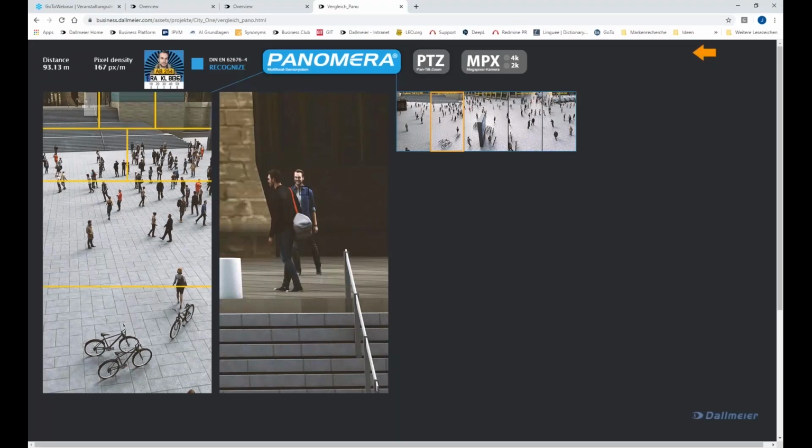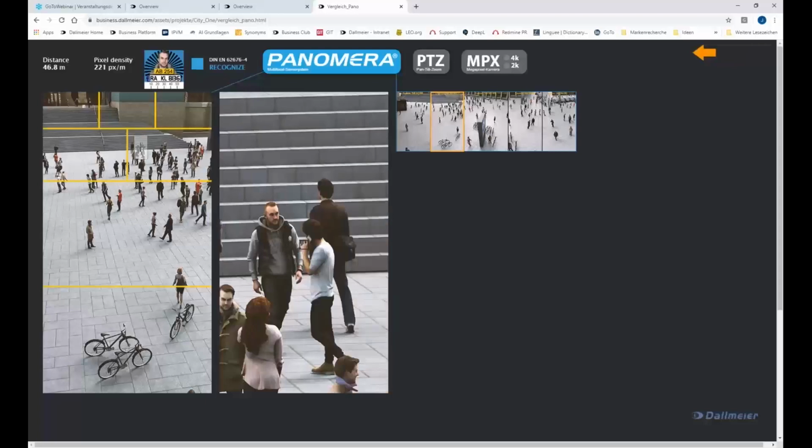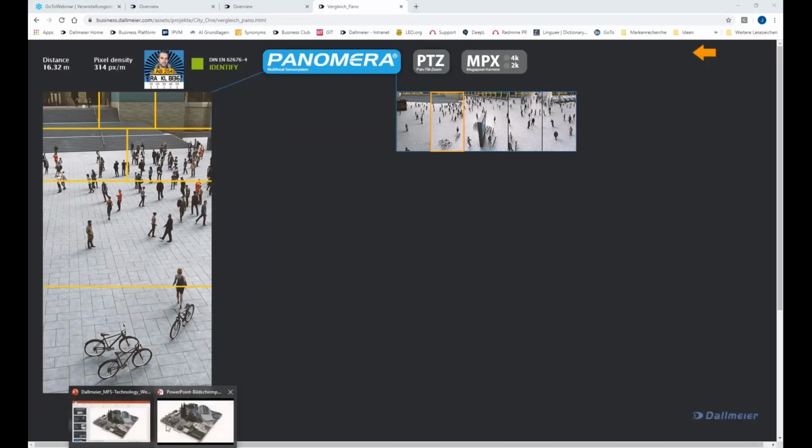And how do we do that? If you remember the previous slides, the yellow stuff here, the grids, they show the different sensors that we have, and that's why we can have that minimum resolution density across the entire area.